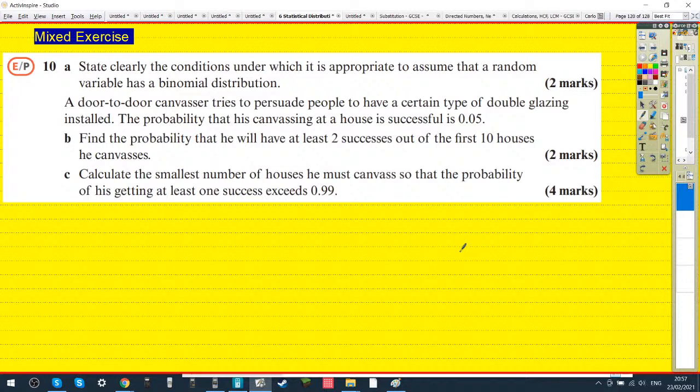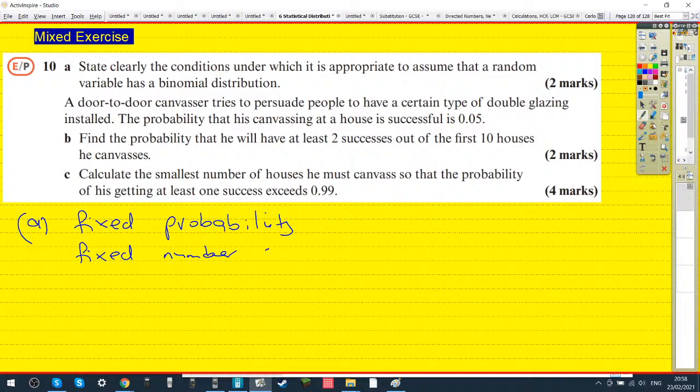Doesn't it have to do with the frequency? No. Binomial? They have to be fixed. Yep, a fixed probability. What else? A fixed number of trials? Yeah, a fixed number of trials. Another way of saying fixed probability is trials are independent.